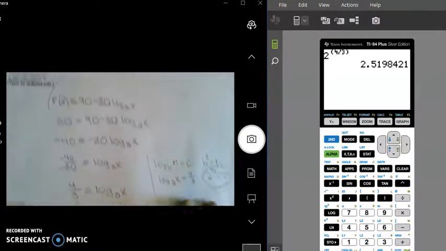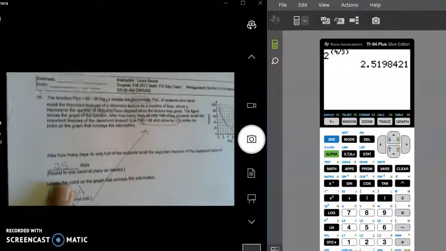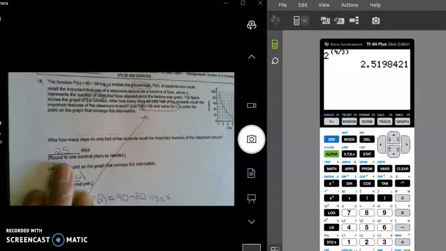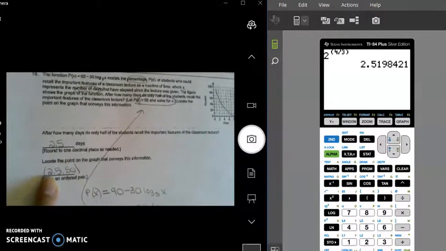So going back to the original question, it'll take about 2.5 days, and if we write that as an ordered pair, this is the number of days, this is my x, and this is my p of x.